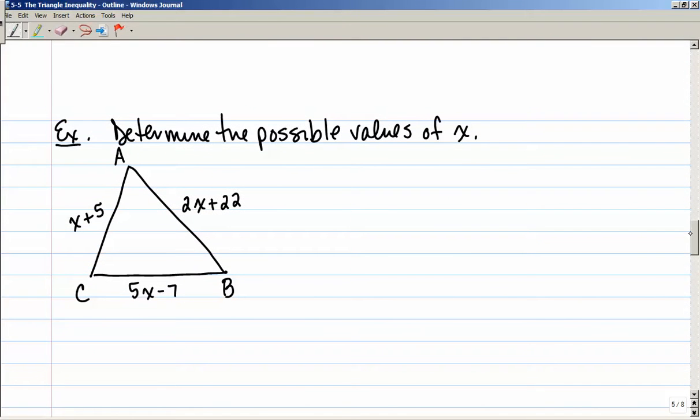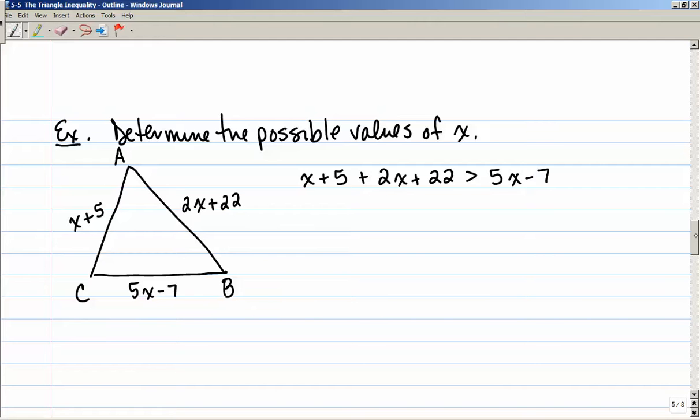So given this triangle here, let's determine the possible values of x. So I actually need to write 3 inequalities using all 3 of these sides. So remember, AC plus AB must be greater than BC, and so on for every possibility. So x plus 5 plus 2x plus 22 must be greater than 5x minus 7.